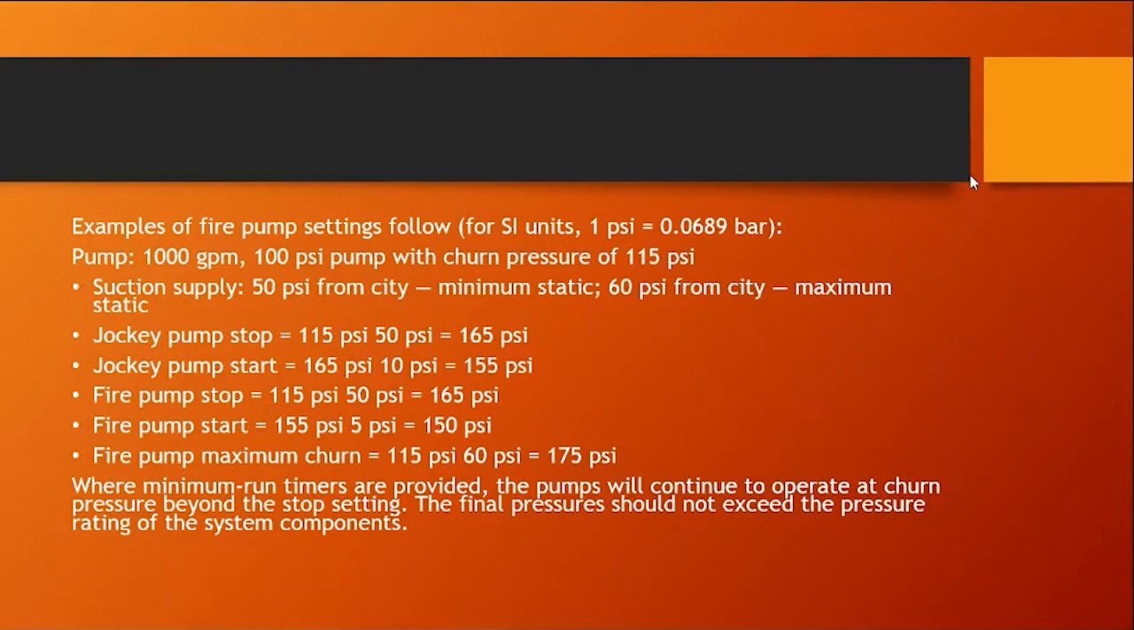English. Pump 1000 GPM, 100 PSI, and churn pressure of 115 PSI. Suction supply, 40 PSI minimum static, 60 PSI maximum static. For jockey pump stop, 115 PSI plus 50 PSI equals 165 PSI.